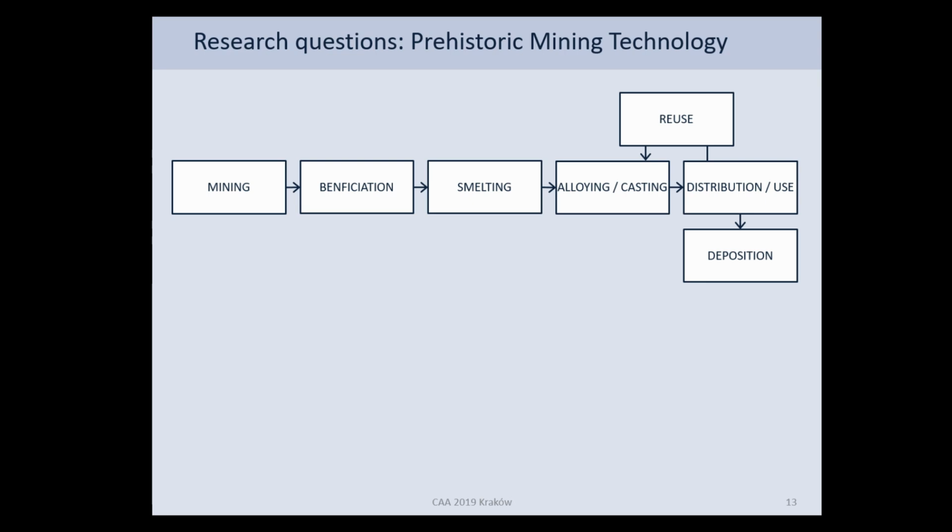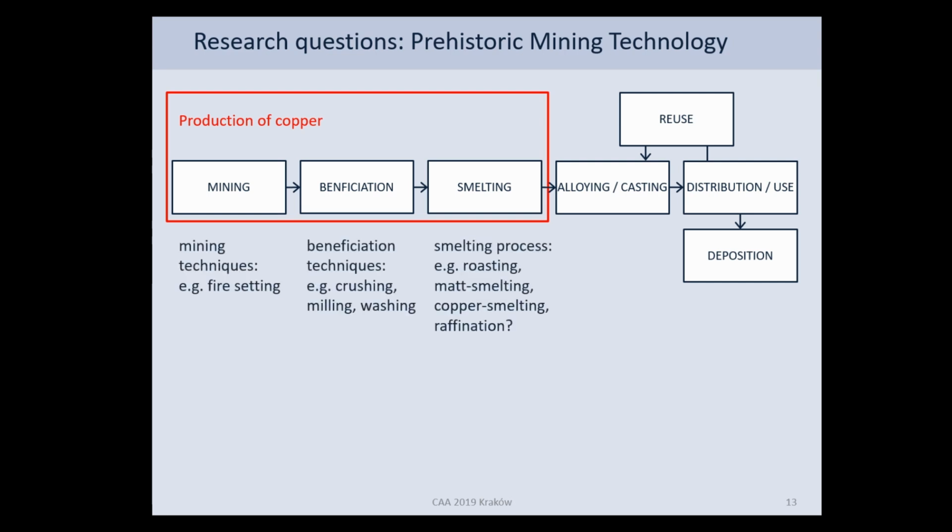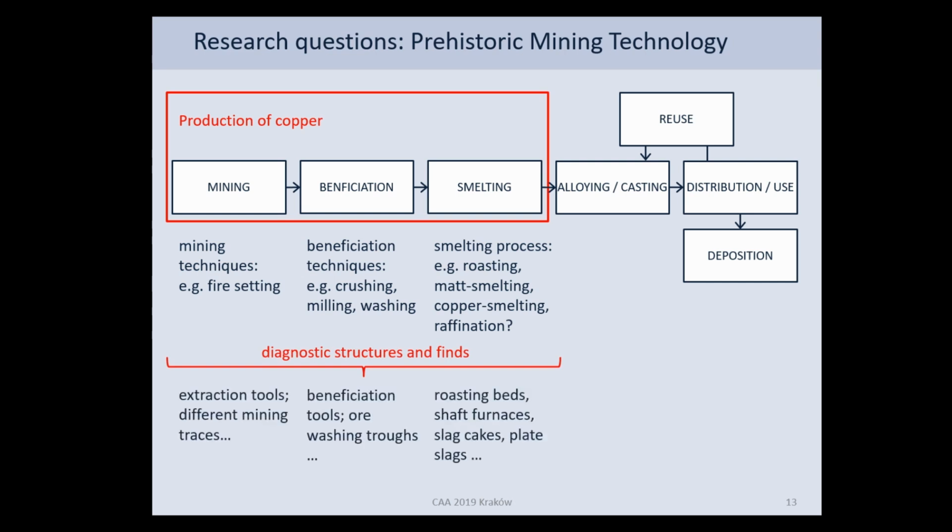And this is the prehistoric mining technology, and in specific the copper production, which starts with the mining, then comes the beneficiation of the ore, and then comes the smelting. And there are different technologies, different processes to do that in each of these areas. And then you have diagnostic structures and finds that tell you, okay, this is this kind of mining, that's that kind of smelting that was used.